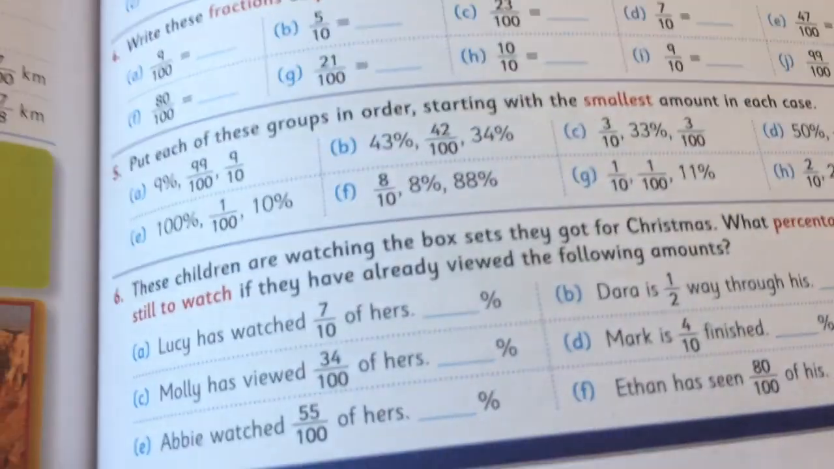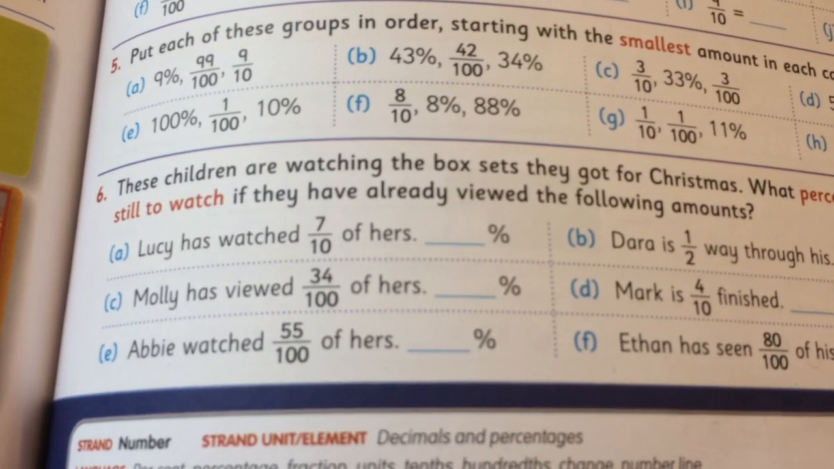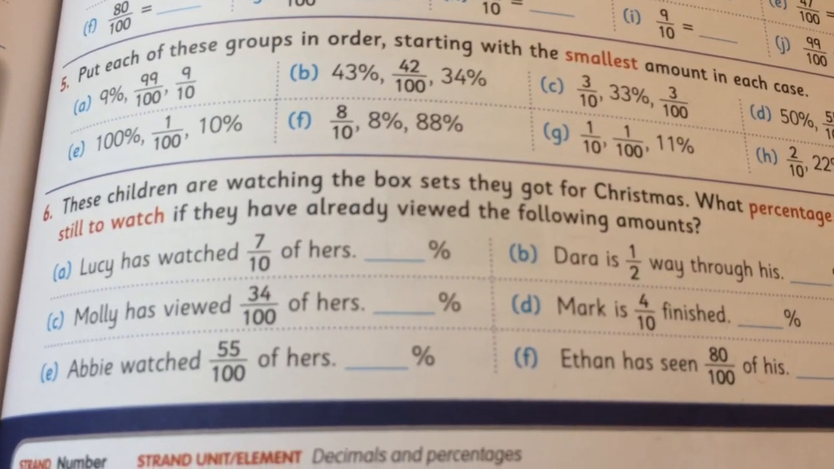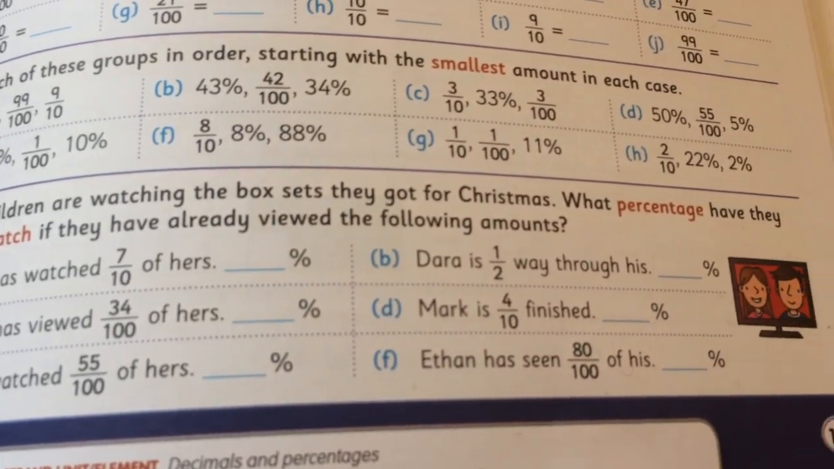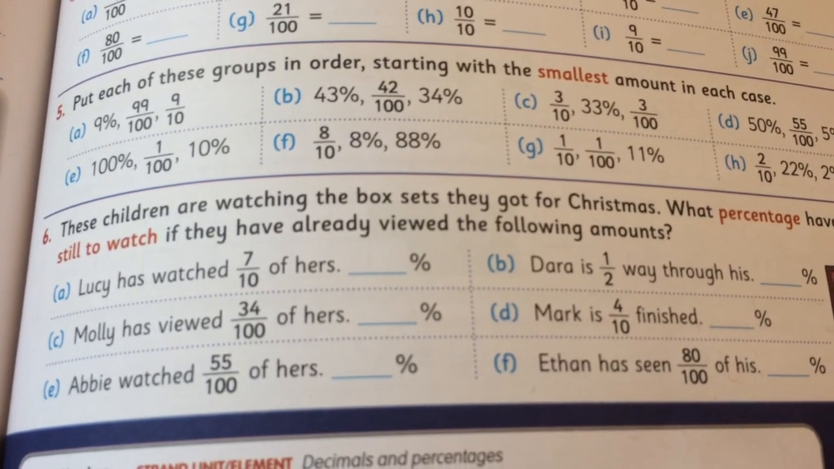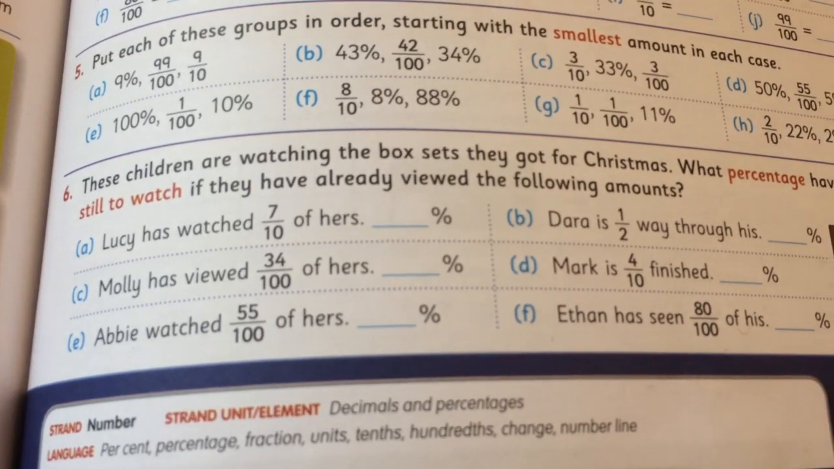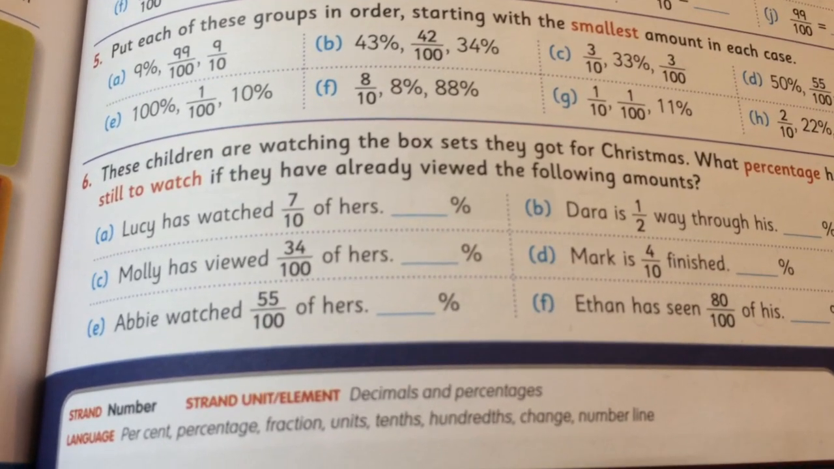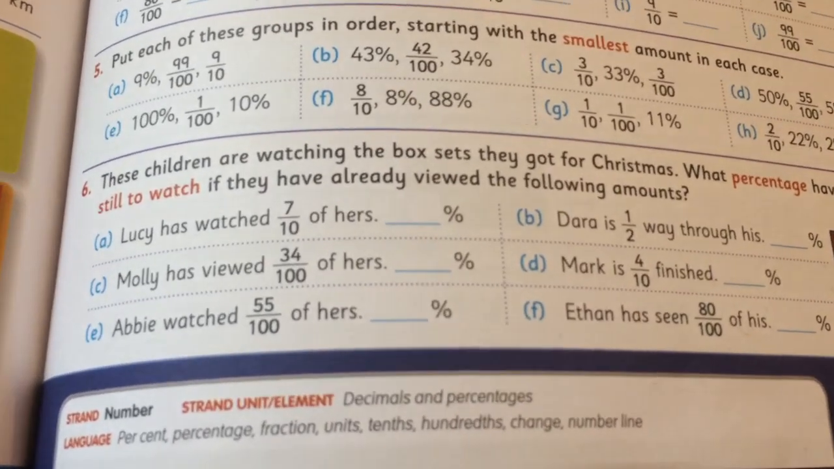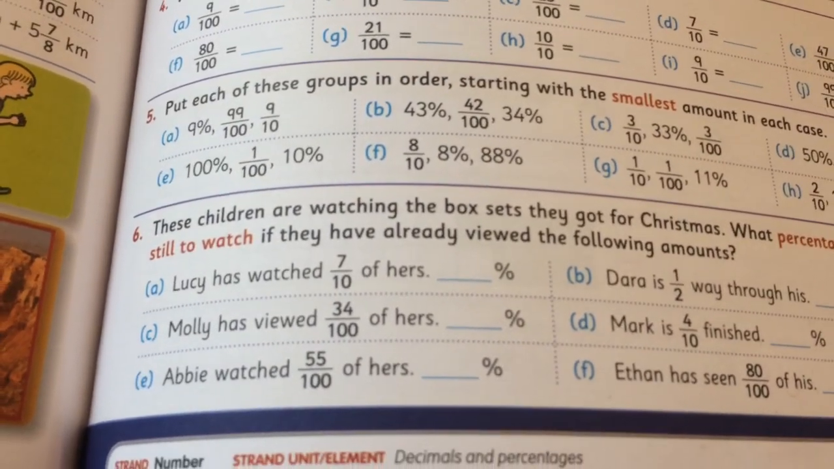So if you want to work away and do that, stop the video, otherwise come back to me and we're going to do question 6. These children are watching the box sets they got for Christmas. What percentage have they still to watch if they've already viewed the following amounts? Oh, interesting. This is where we find the percentage of what they've watched, and then we take it away from a full amount, which is 100%. Remember, it's always out of 100, so 100% is your full amount.